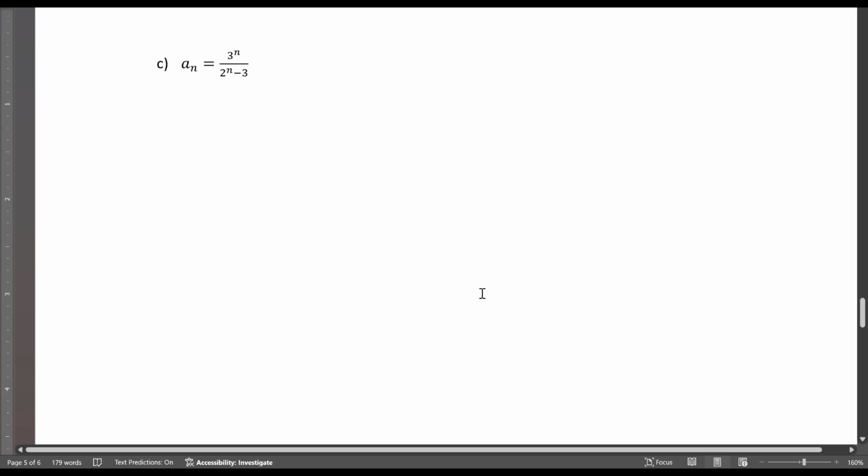So again, here we are looking at a sequence. The question really is, does the sequence converge or diverge? We're being told to explore using technology, listing out the first 10 terms, and then we're being told to use analytical methods, which basically is using a limit. So let's do this in the proper order this time. Let's look at 3 to the n divided by 2 to the n minus 3.